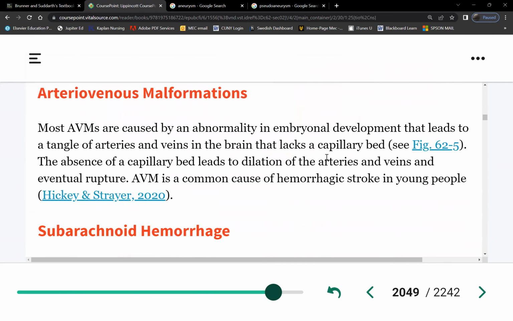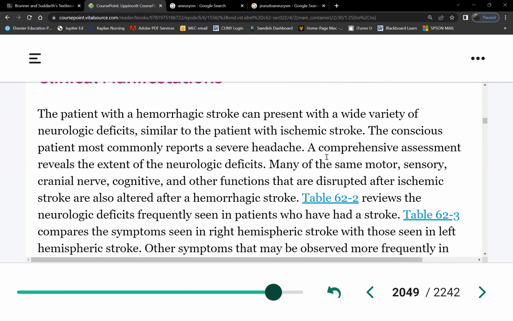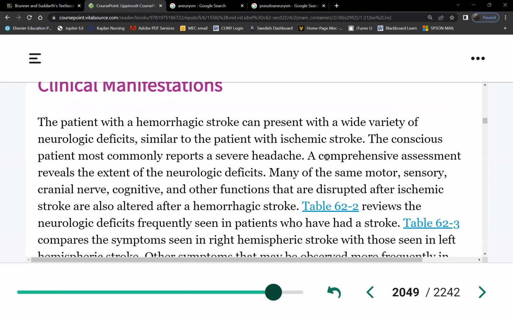So I described and showed you pictures of AVMs. Let's go to manifestations. They'll share similar characteristics as with any other stroke patient. So they'll have the slurring of speech, BEFAST, the same acronym. However, these patients typically sustain other manifestations not seen in ischemic stroke, especially the severe headache.